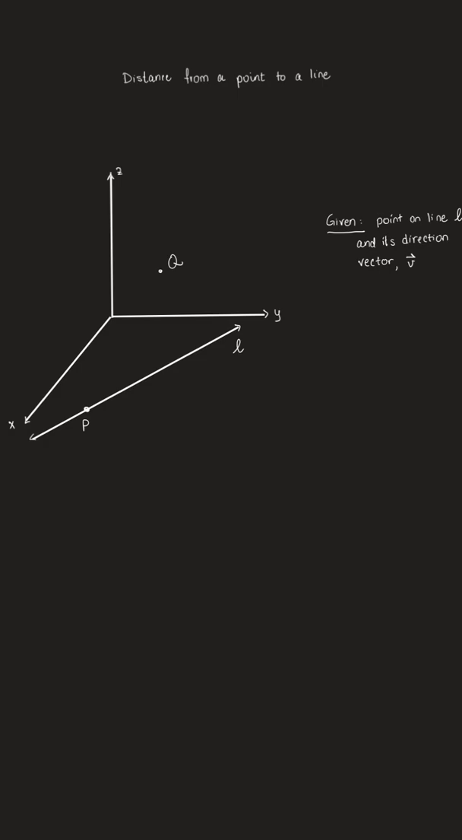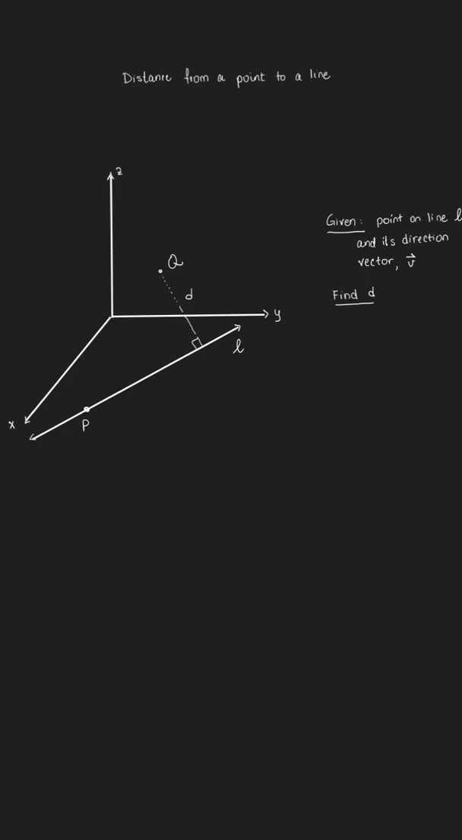So I'm going to drop a perpendicular from Q to L and make a right angle between that line and our line L, and I'm going to call our distance D. So this is what we're interested in finding. We want to find the distance from the point to the line.